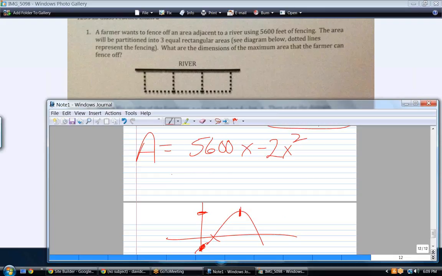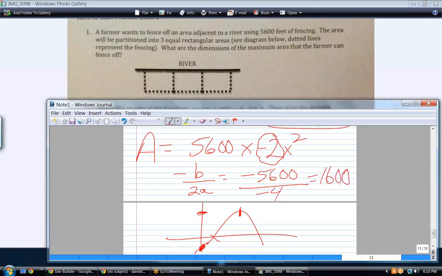Yep. Well, you know, b is what here? 5600. Okay, so it's negative 5600 over 2a. A is negative 2, so that's negative 4. So that becomes 1600, a positive. So this maximum area occurs when x is 1600. This amount right here is 1600.